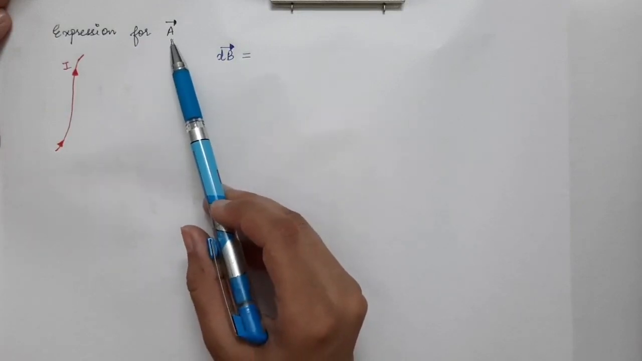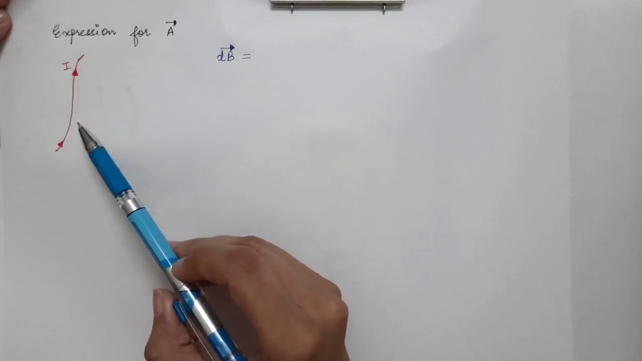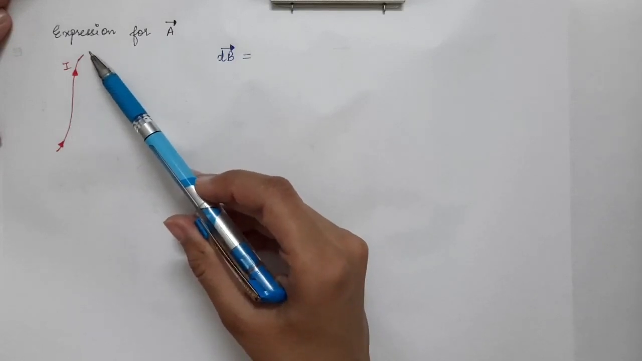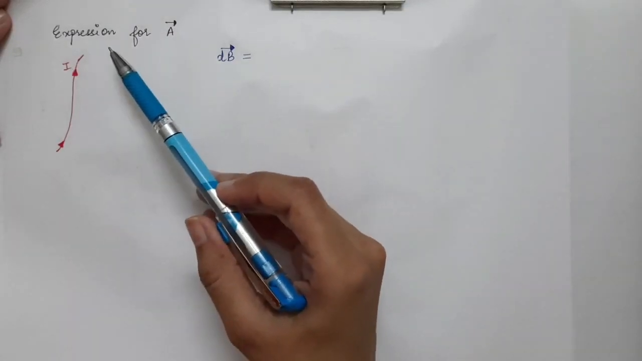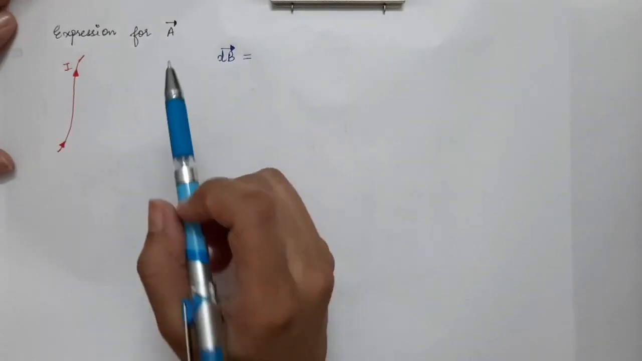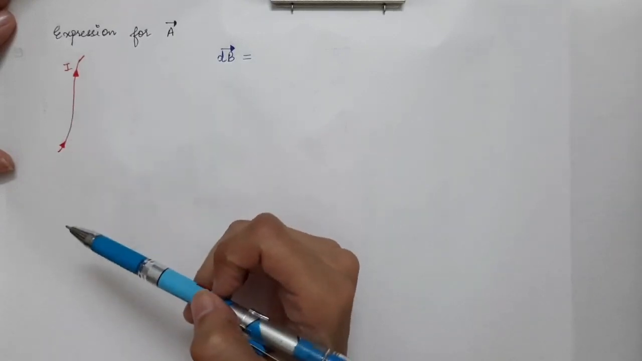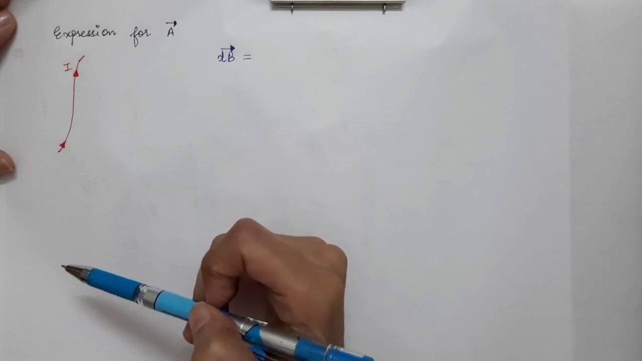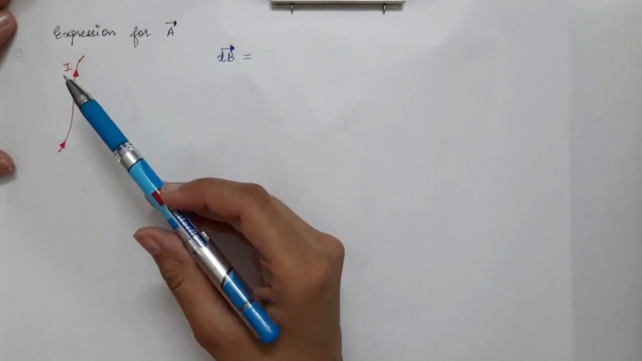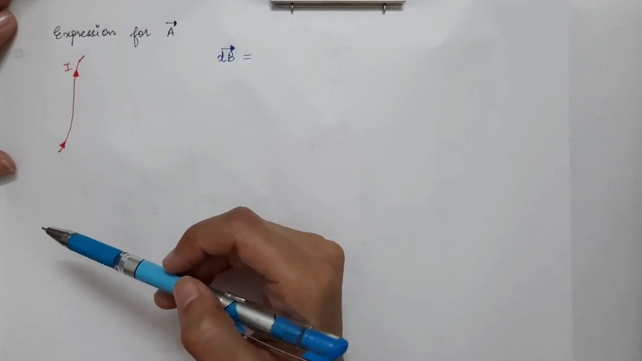We are going to find the expression of this vector for the case of a line current distribution. Here we have current flowing in a wire, so we call it a line current distribution. It is flowing in a line. First of all, we are going to find the A vector for this line current distribution. Then from the result we get, we can generalize that expression for a surface current distribution as well as for a volume current distribution. That we will do at the end of this derivation.